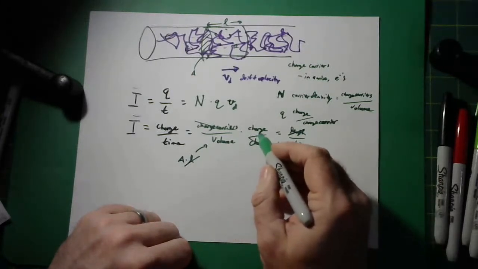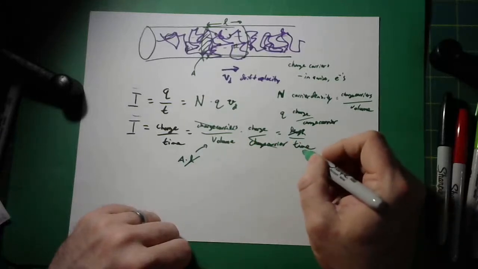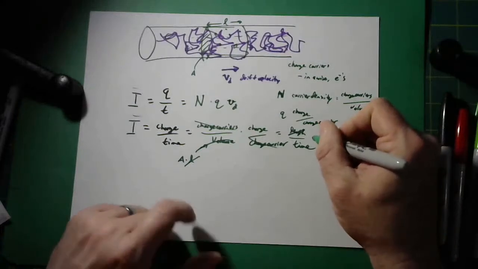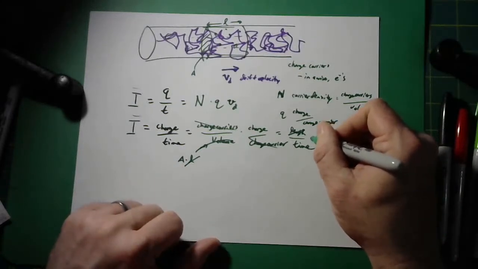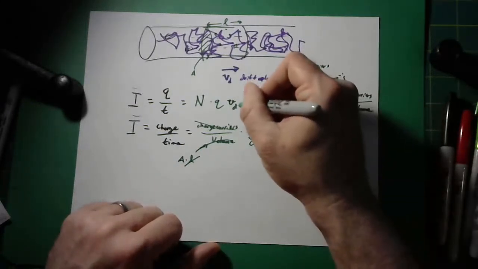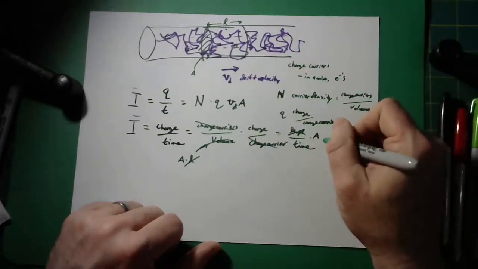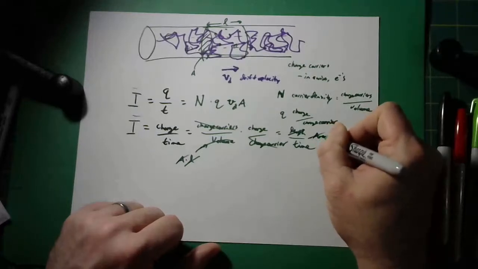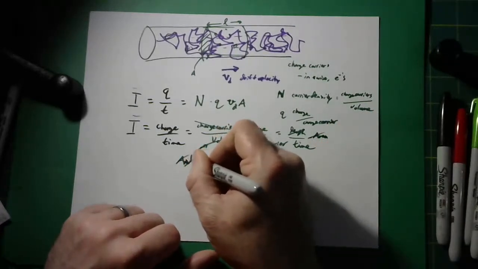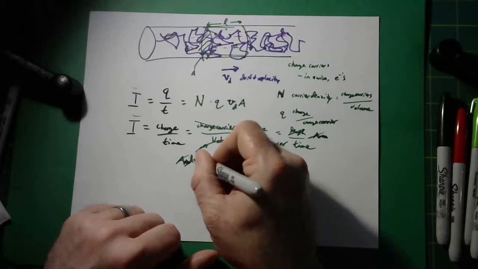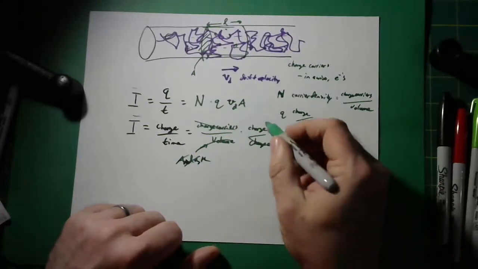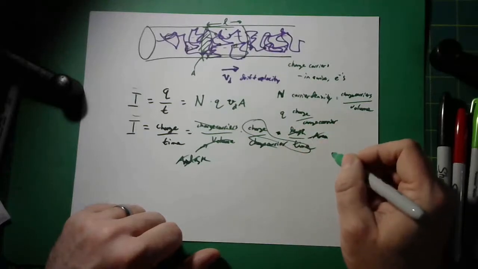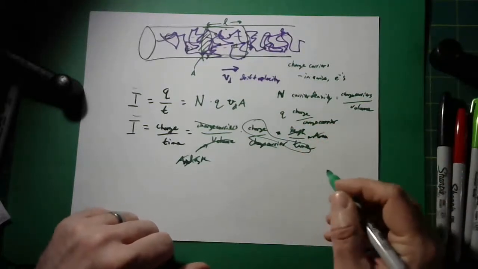But now I still have charge and area and time. I'm replacing volume with this, so I need to get rid of the area. And so I'm going to multiply by the cross-sectional area of the wire too. And when I do that, it's the area and the length, I'm just left with charge over time. Okay, so that's it.